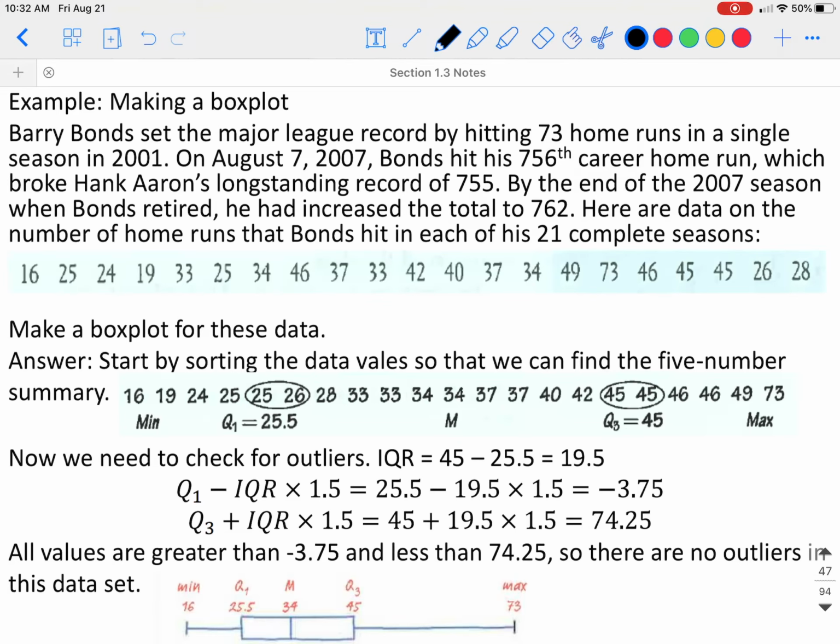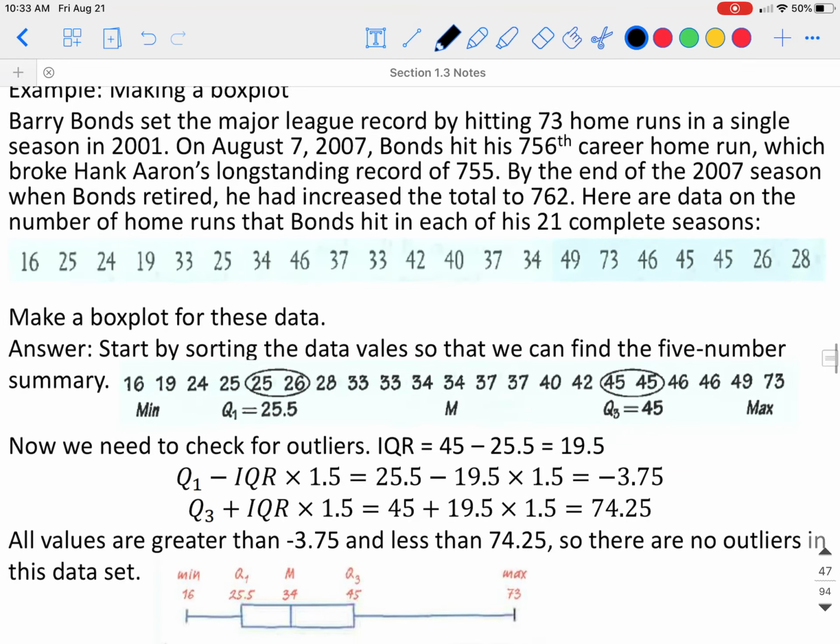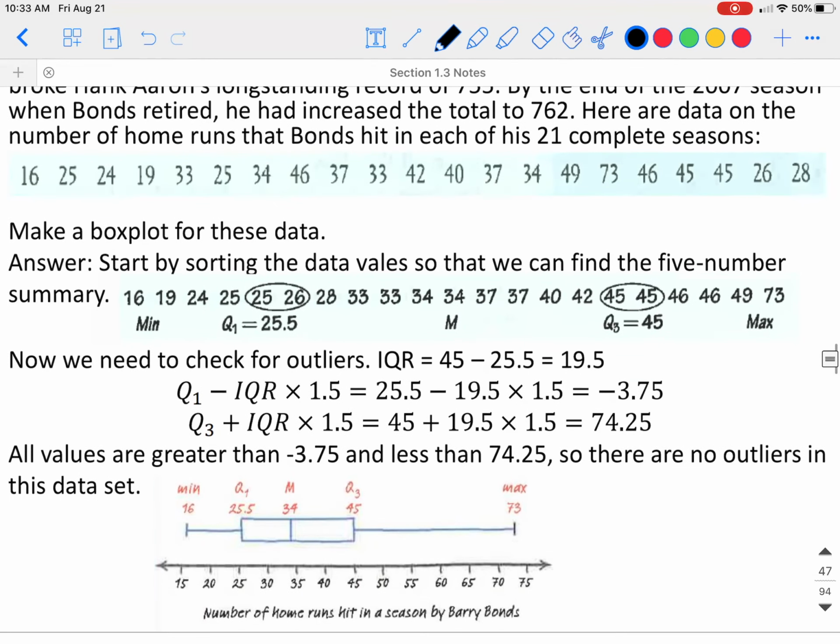By doing this, we are going to see that any value that is less than negative 3.75 would be an outlier, and any value greater than 74.25 would be an outlier. Since that range of values have nothing outside of them, there are no outliers.